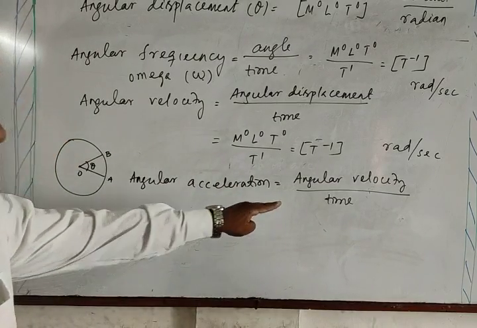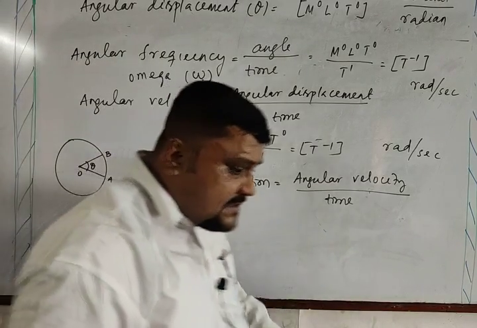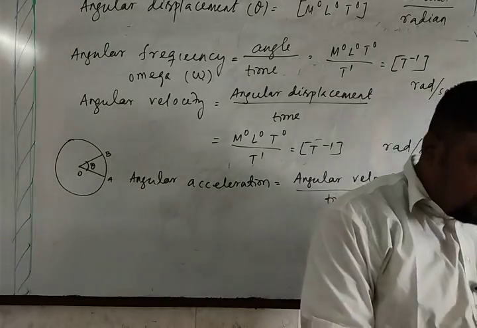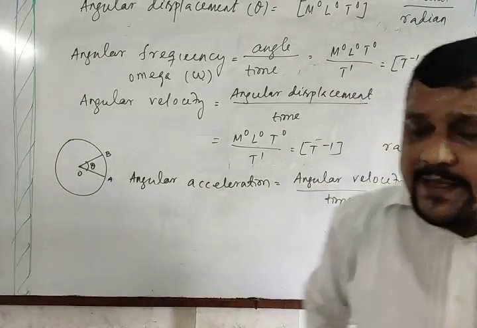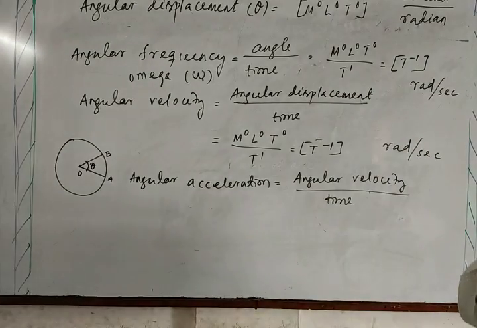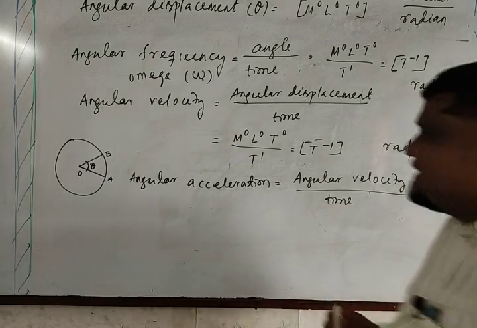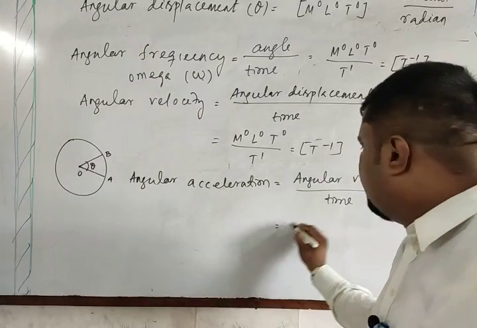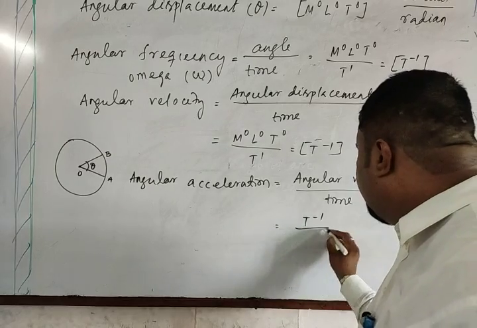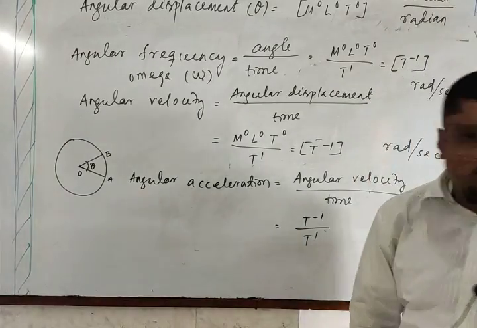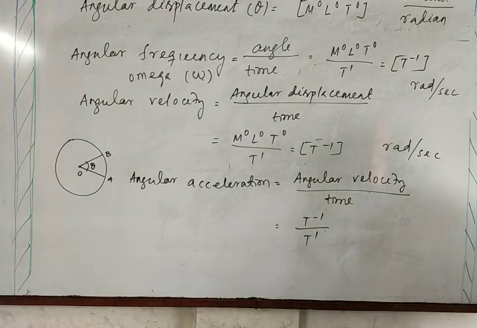For the time being, remember this formula, because we will use this dimensional analysis and go for further studies. So that's why for the time being you have to remember this physical quantity. Angular acceleration is angular velocity by time. What is angular velocity? Already you know that it is equal to T^-1 divided by T^1. So angular acceleration is equal to T^-1 divided by T^1.